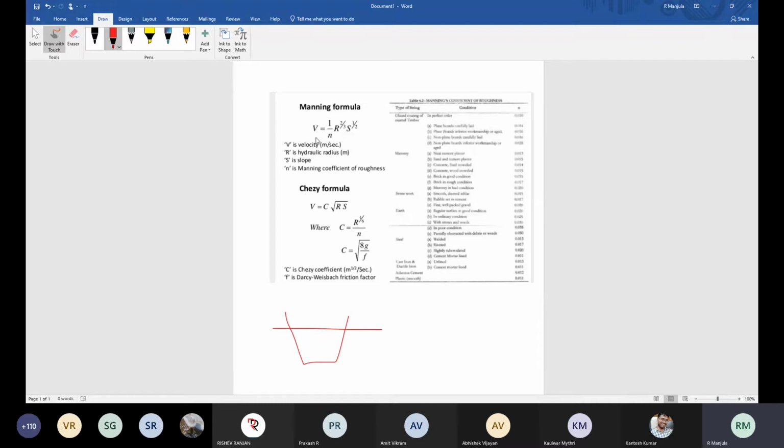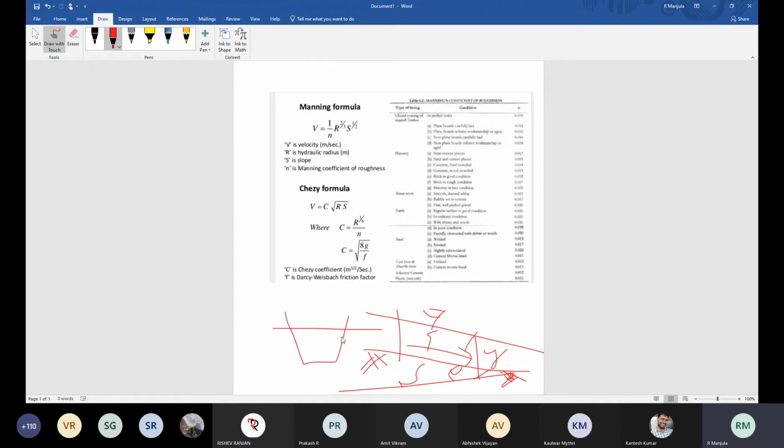V is the velocity of the flow, R is the hydraulic mean radius, and S is the slope of the channel. Suppose this is going to be your channel, and this is going to be your S. Here you can see the flow is like this. This is the flow, and let us take Y as the depth of the flow. S is nothing but your slope, your channel slope.